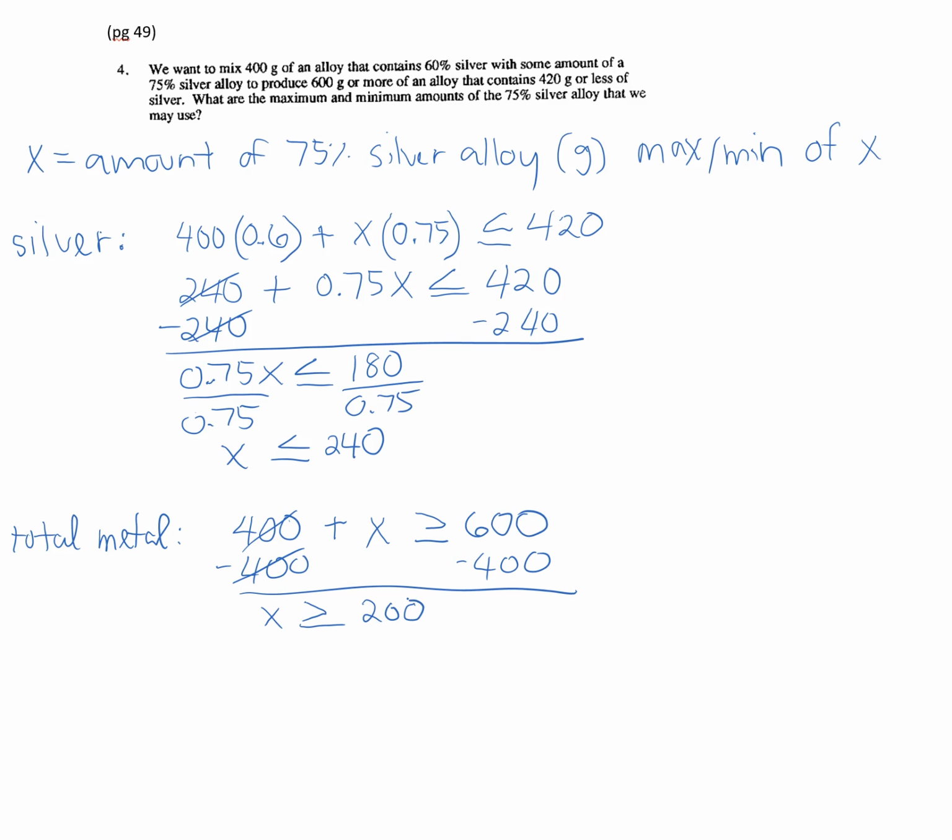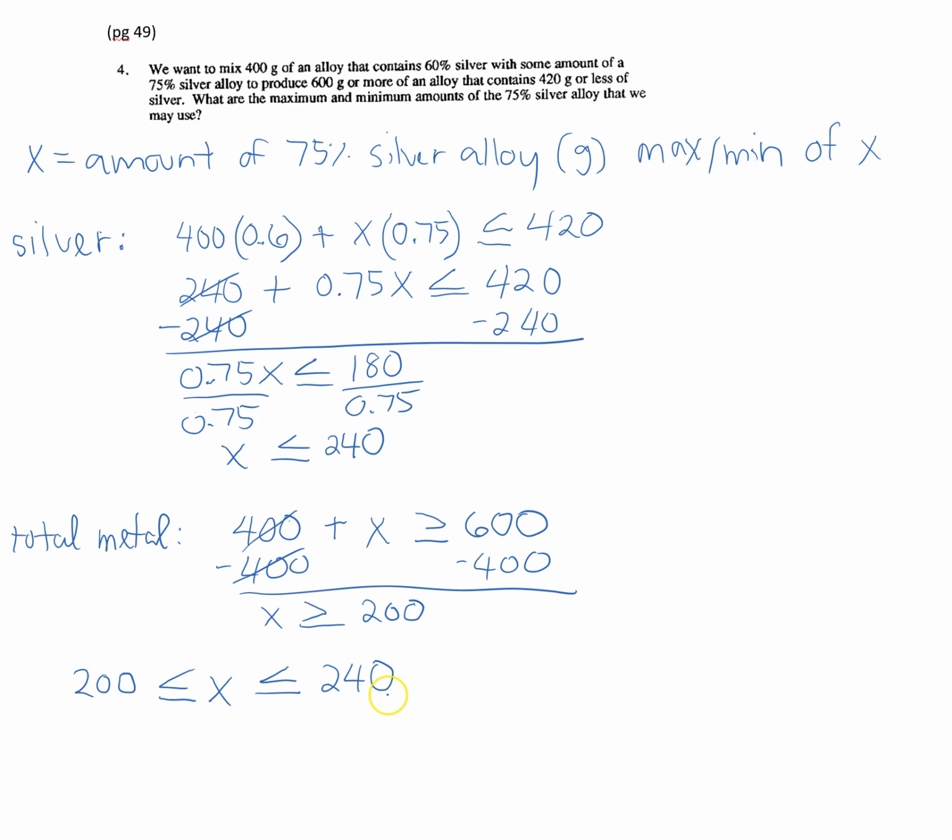So from these two inequalities, if I combine them, what I get is that X has to be greater than or equal to 200 and less than or equal to 240 to satisfy what's given in the question. So if we remember, these units are in grams. So this is saying that X has to be greater than or equal to 200 grams and less than or equal to 240 grams.